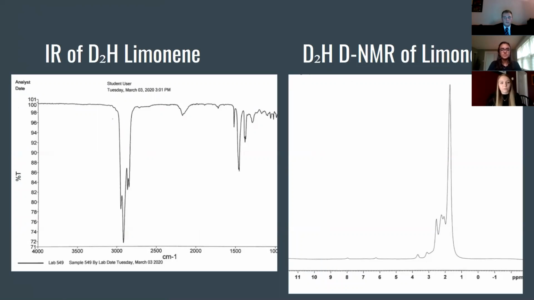And then we performed the D2H of limonene only because we actually ran out of the deuterium gas. But here again, we're able to see that we could completely hydrogenate the limonene molecule to p-menthane.